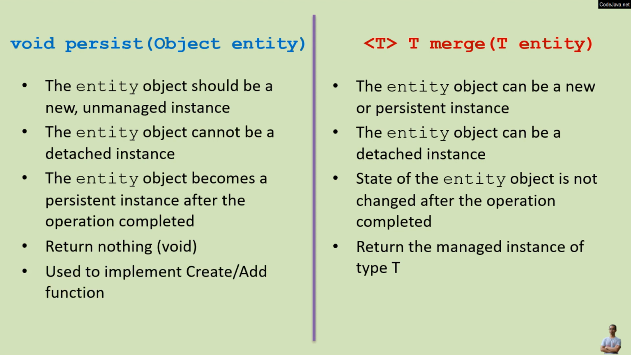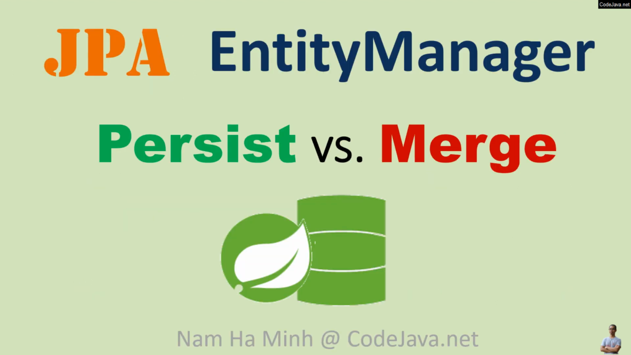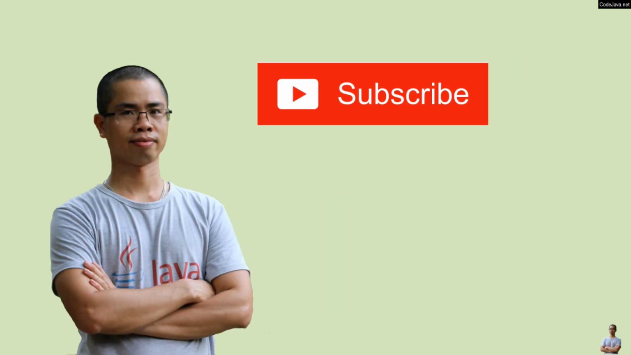So generally, you can use the persist operation to implement the create or add function in the application, and use the merge operation to implement the create and update function in the application. So I have shared with you the differences between persist and merge operations in the entity manager interface as defined by the JPA specification. I hope you found this video helpful.